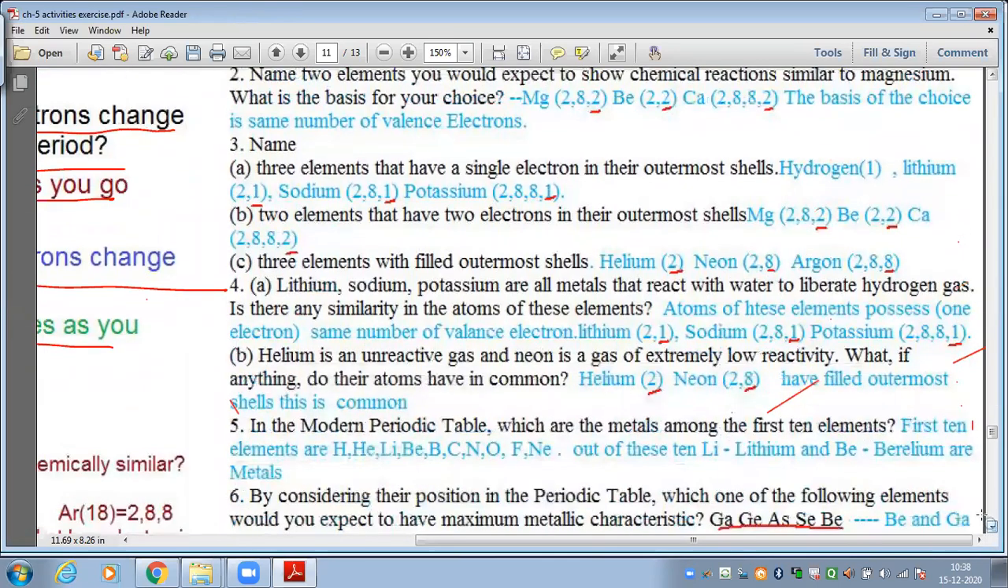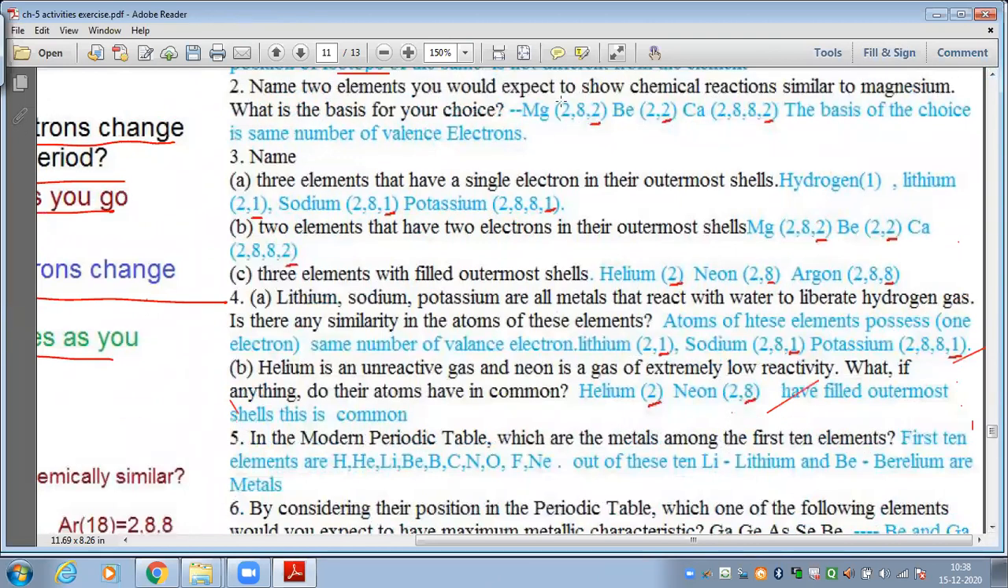Now let's look at the second question. What does the second question tell us? Name two elements you would expect to show chemical reactions similar to magnesium. What is the basis for your choice? So, my dear students, magnesium has atomic number Z equal to 12, so we have the electronic configuration 2, 8, 2.